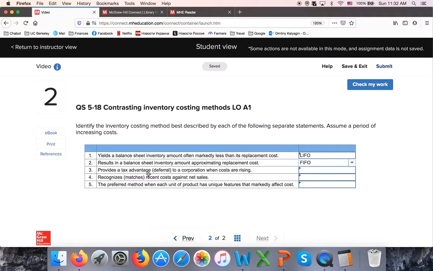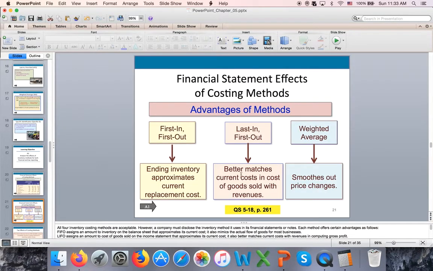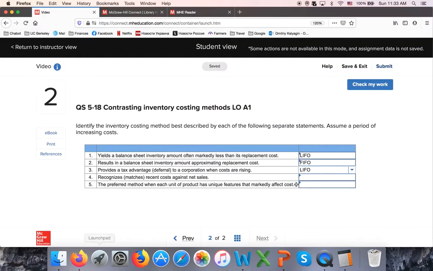Which provides a tax advantage deferral? By the way, it's not like we are not paying taxes. We're going to pay them later. So it's called deferral. To a corporation when costs are rising, and it's LIFO. Right? LIFO gives the tax advantage. Which one recognizes recent cost against net sales? That's the same phrase as what we have right here: better matches current costs in COGS with revenues. It's the same idea, and it is LIFO.